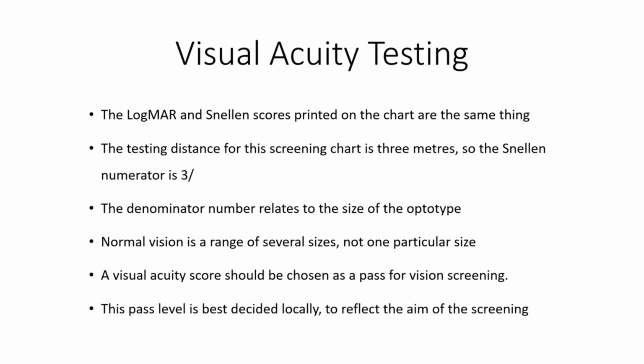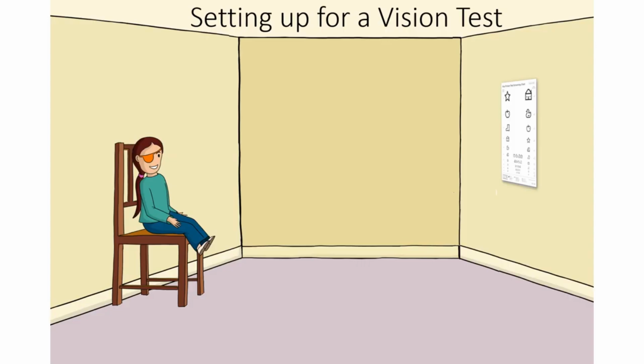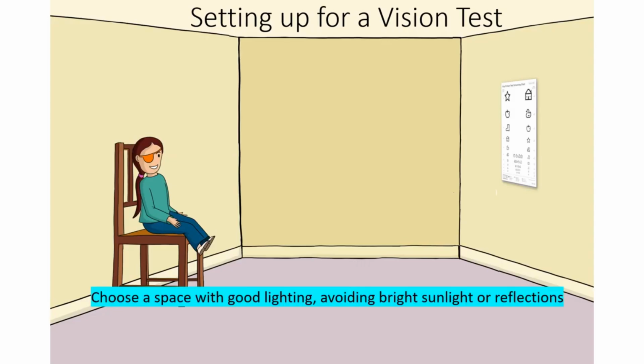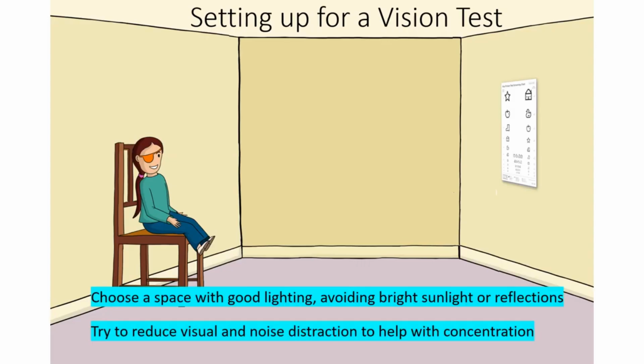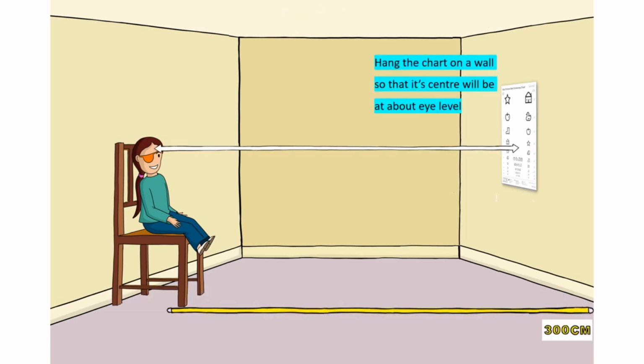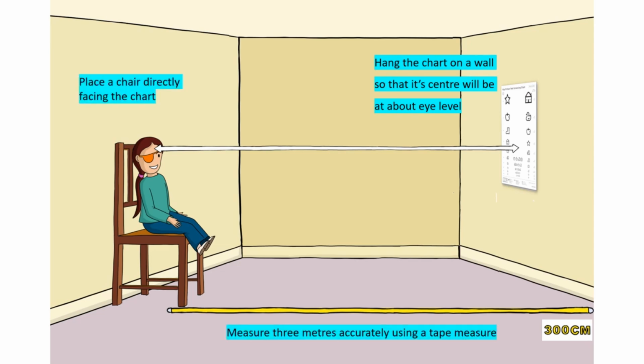screening programme. When choosing a place to carry out testing, find somewhere with good lighting and where there aren't too many distractions. To prepare a room for vision screening, hang the chart on the wall at about eye level with where the child will sit facing the chart. Carefully measure 300 centimetres directly in line with the child's eyes and the chart.